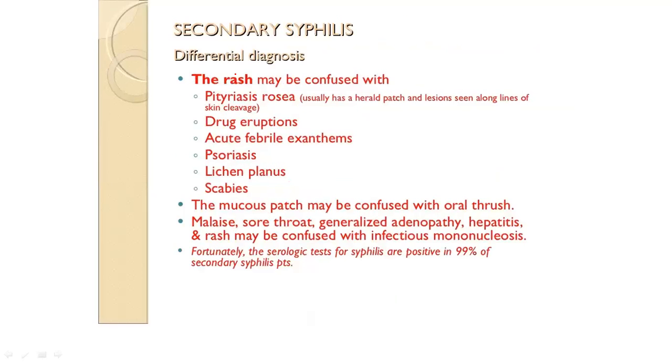So the differential diagnosis for secondary syphilis are pityriasis rosea, drug eruption, acute febrile exanthems, psoriasis, lichen planus, scabies, right?